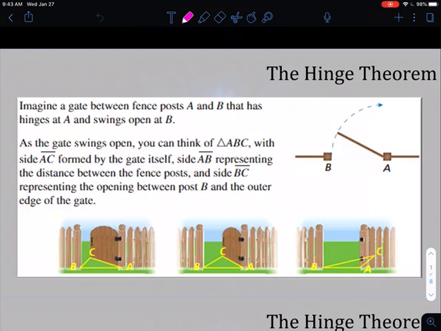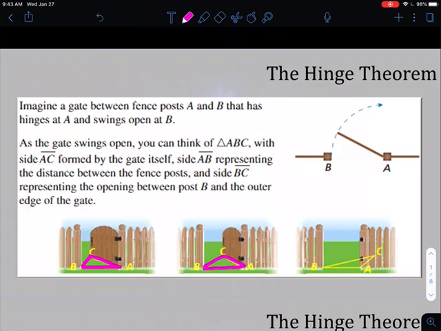We're saying, if we imagine a gate between two fence posts, so we've got fence post A and fence post B here, and we want to have a gate in between. So here's my gate. As I swing that gate open, some things to consider in that situation, when I'm looking at between those posts and looking at that gate as it opens up. One of the things that happens is as I open that gate, we can think of this as creating a triangle between points A, B, and C. So A and B are the fence posts. Point C is the end of the gate, kind of where the handle is.